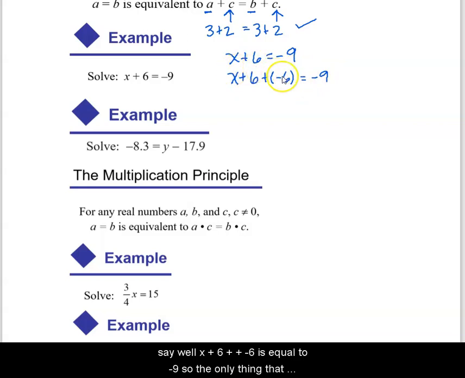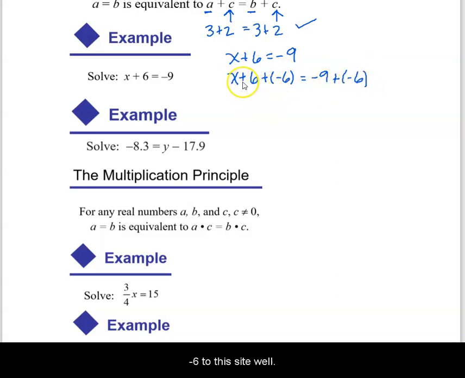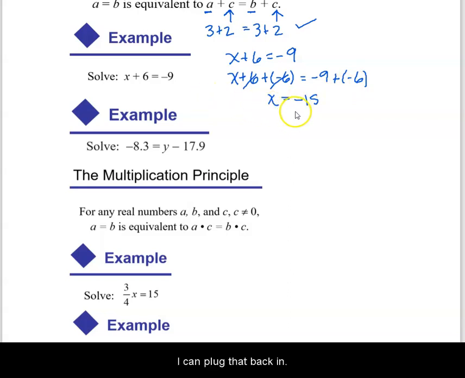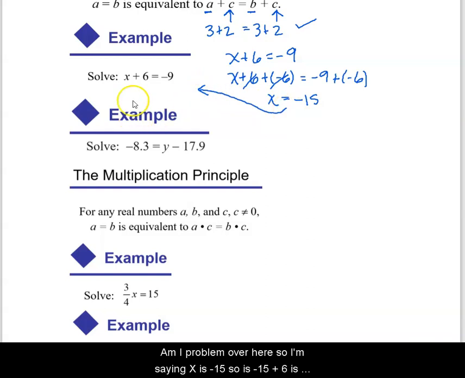So the only thing that changes, I'm adding a negative 6, so I've got to add a negative 6 to this side. Well, this and this turns into 0, and I'm just left with x. On this side, I've got negative 9 plus a negative 6, which is going to be negative 15. Okay, I can plug that back in to my problem over here. So I'm saying x is negative 15.